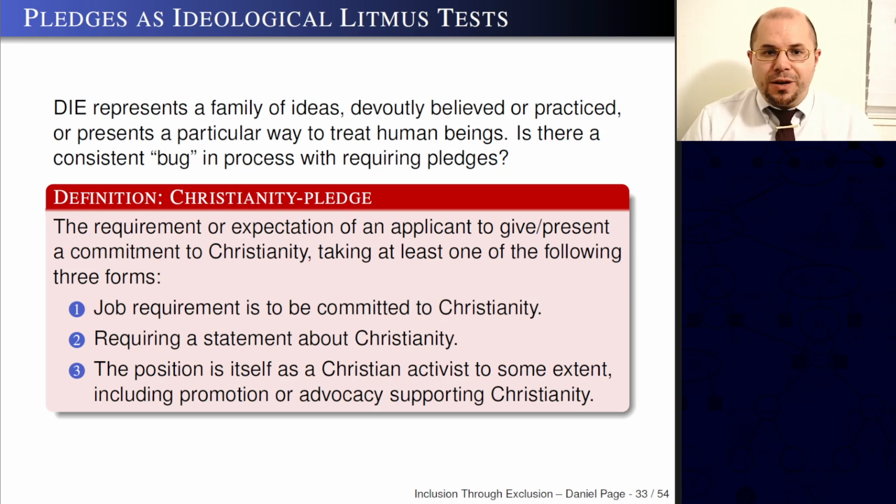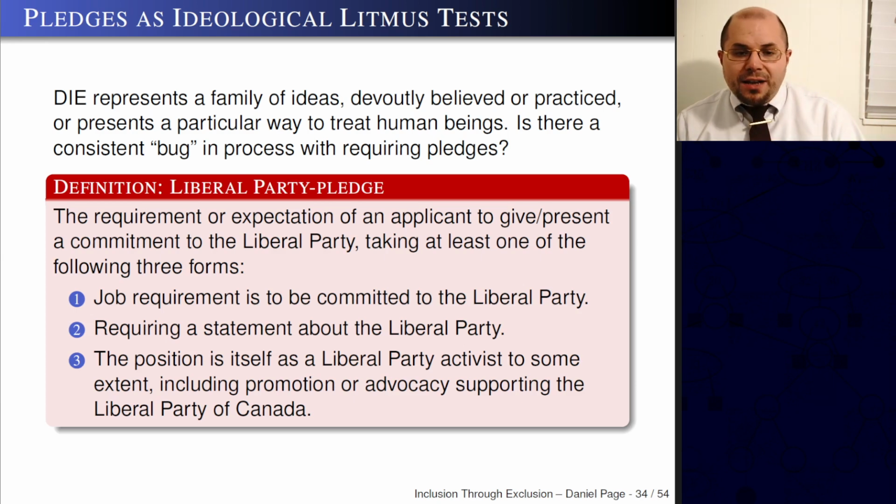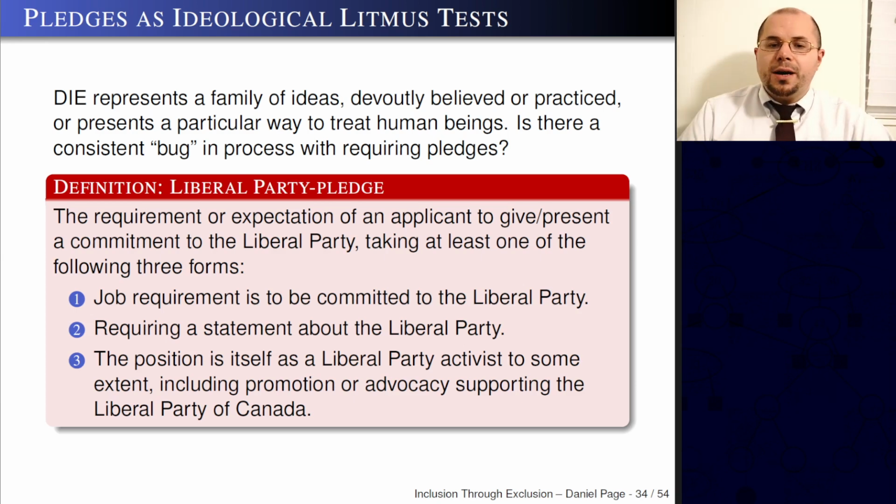So just to hammer in the point even further, I just picked one political party. Here's the Liberal Party pledge. The commitment or expectation of an applicant to give or present a commitment to the Liberal Party takes at least one of the following three forms. A job requirement is to be committed to the Liberal Party. Job requiring a statement about the Liberal Party. Three, the position is itself as a Liberal Party activist to some extent, requiring a promotion or advocacy supporting the Liberal Party of Canada. Again, like I said, I could have done this for any other political group or political party.